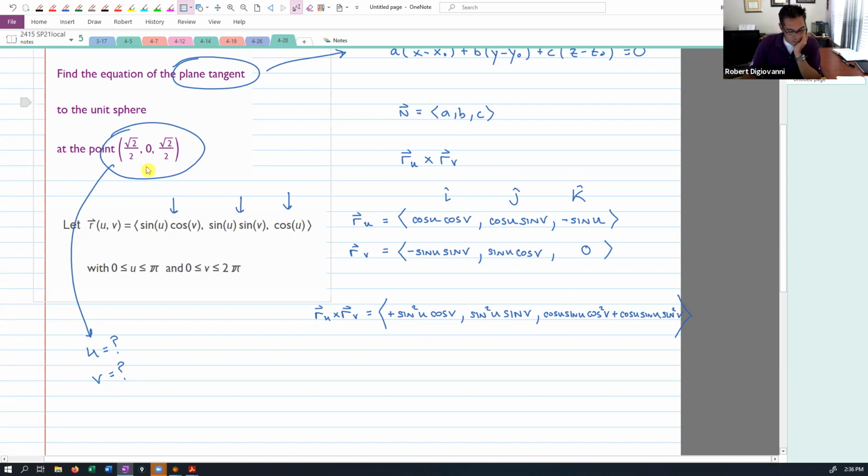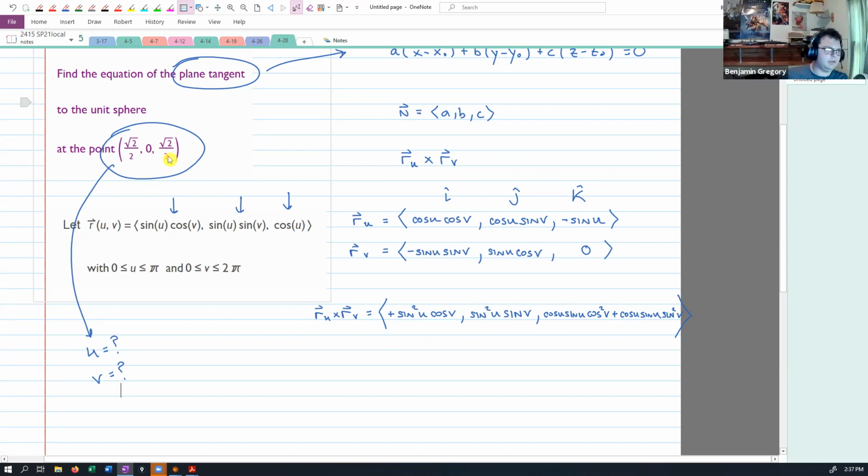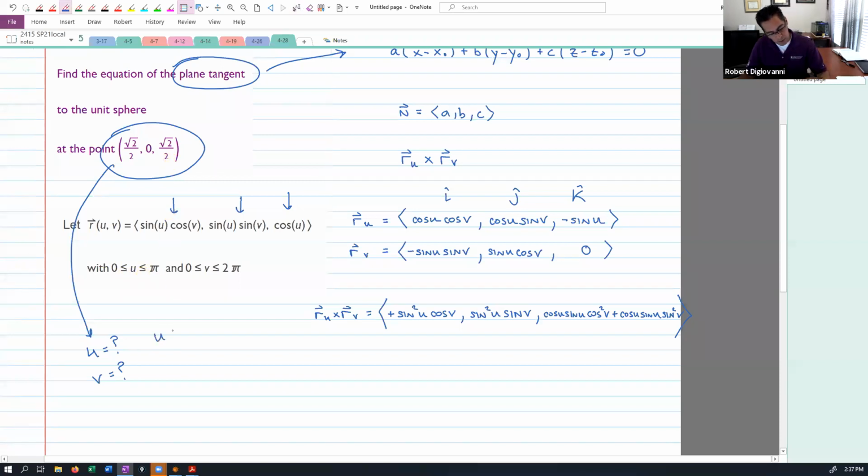I think the easiest part to look at here is probably this. Let's see, when would cosine of U be, I'm sorry, not 0, root 2 over 2? So where's cosine something? Pi over 4. At pi over 4, right? And pi over 4 is in here. So it looks like U would need to be pi over 4.